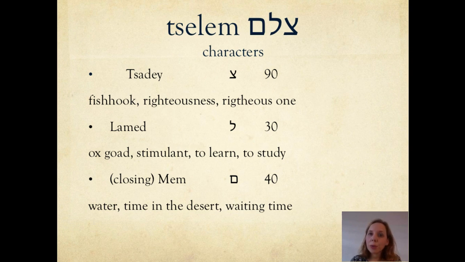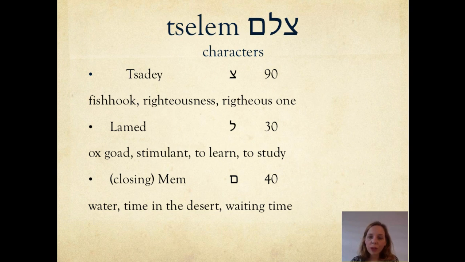Taking care of poor people is what righteous people should do. And what does this have to do with fishhook, which is the first meaning? A righteous person takes a fishhook and fishes his fellow people out of the water when they are about to drown in their problems. The second letter is lamed, numerical value of 30, and lamed means ox goad, stimulant, or to learn or to study. To learn or to study, we sometimes need a stimulus, like a deadline or something, to get going. And this is also to do with lamed.